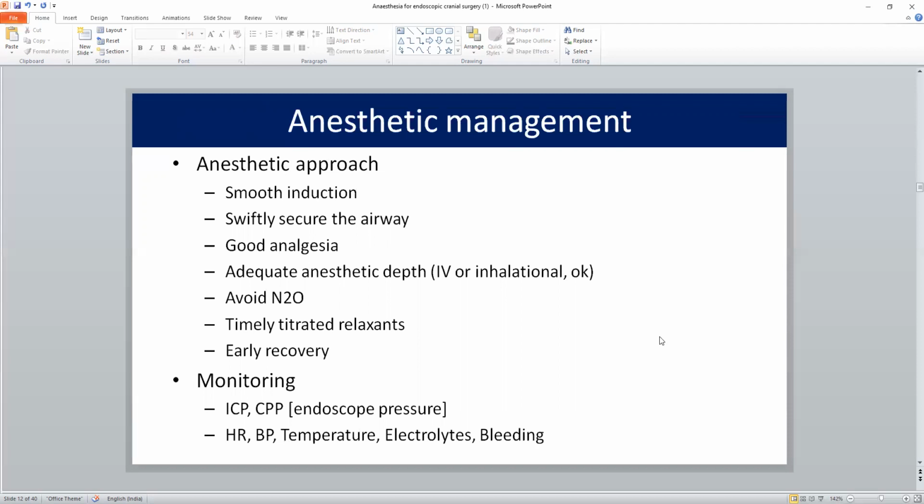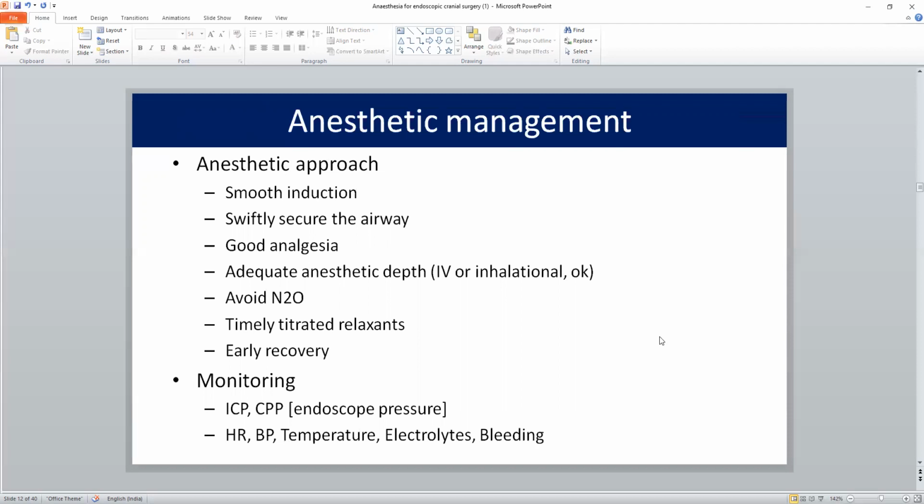Now, a timely and titrated relaxant dose. Again, as I mentioned, it's a short procedure. So we need to take care and use a short-acting relaxant such as atracurium so that we have quick recovery and can take the next patient in.